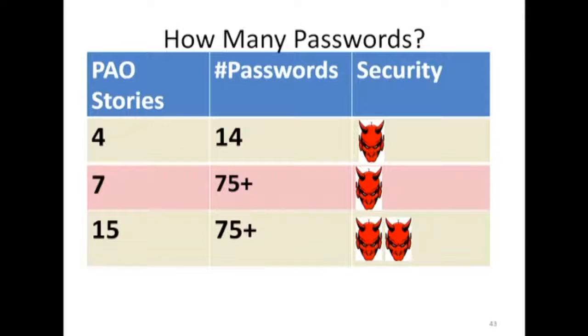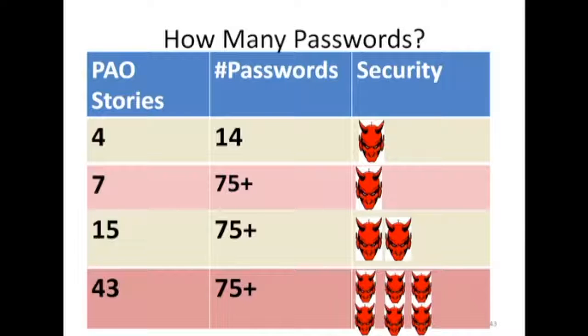And if you're really motivated, you could memorize 43 person action object stories. And in this case, you'd get a very extreme security guarantee. Any adversary who's seen up to 6 of your passwords is still not going to be able to predict any of your other passwords.